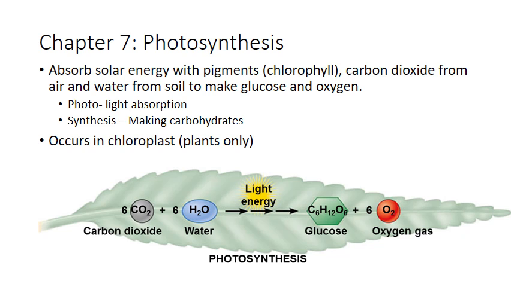Here is a schematic of how this process works. You have carbon dioxide and water going into the plant, and light energy coming in from the sun. We're going to be making glucose and oxygen gas. Again, this is happening only in plants, in the chloroplast. That's the organelle in plant cells where photosynthesis occurs, making the carbohydrates that plants and animals need to survive.